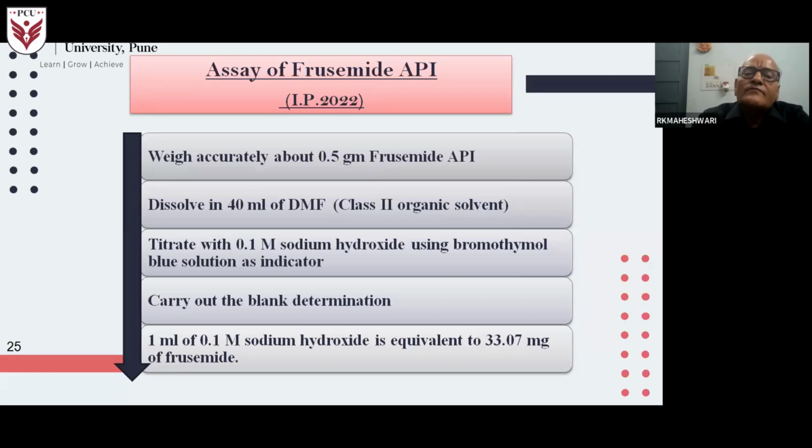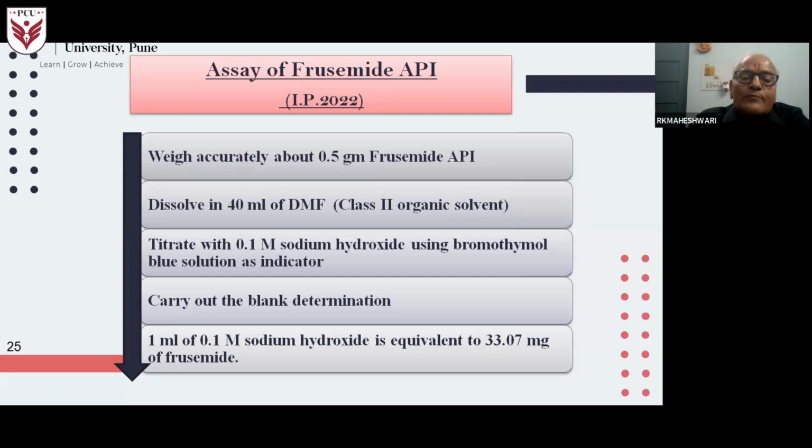To find out this drug content, we call this process the assay of furosemide. We have to find out the drug content in our API from which we are going to manufacture tablets or capsules. You have to find out whether it is 99% pure, 98%, and so on. So as per the Indian Pharmacopoeia and British Pharmacopoeia method, how do they perform the assay? That method is given here. From that 25 kg bag, you will weigh accurately about 0.5 gram of furosemide API powder.